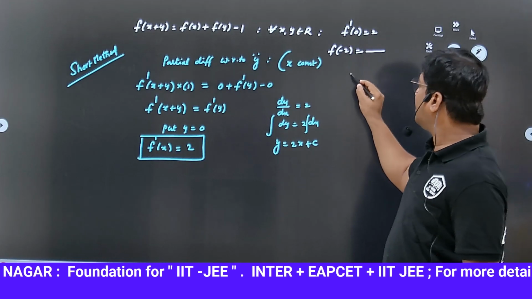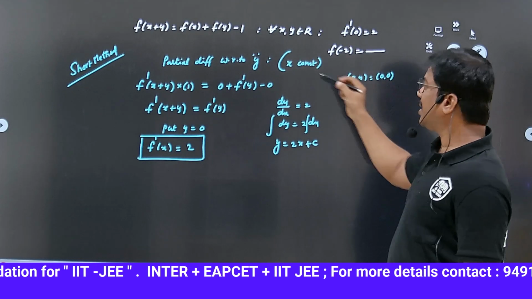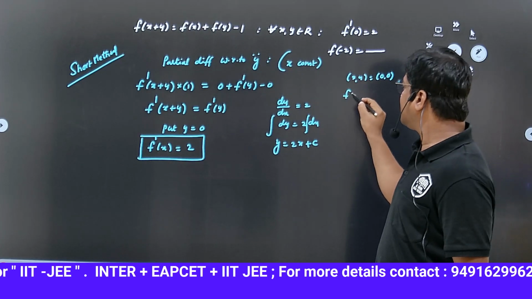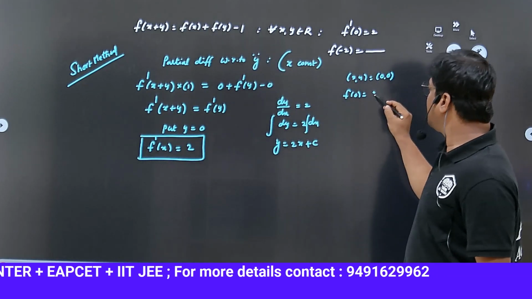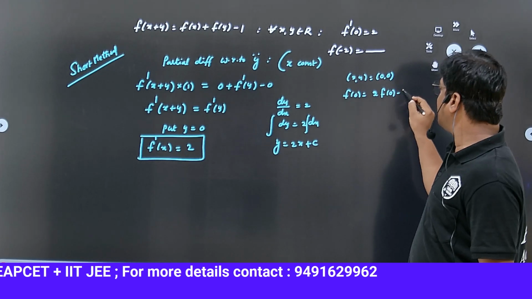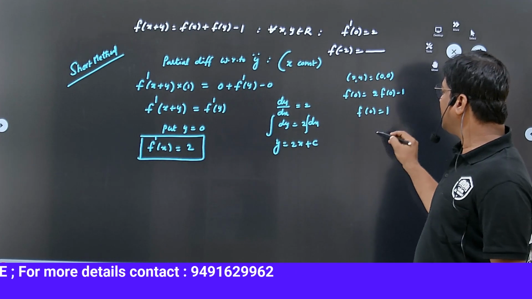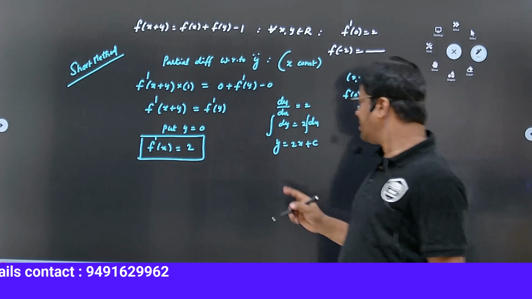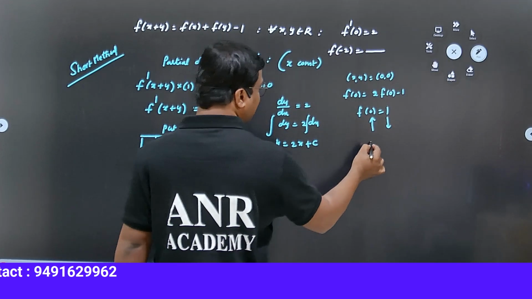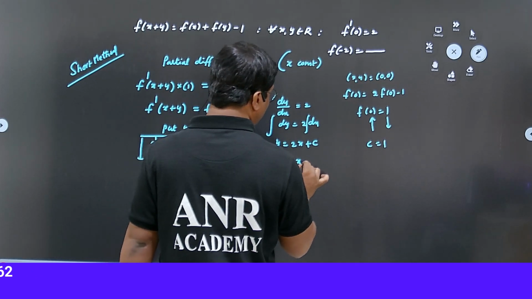Clearly, by substituting x comma y as the origin 0 comma 0, what happens? Left hand side f of 0, right hand side f of 0, 2 times f of 0 minus 1. Therefore, f of 0 becomes 1. When you put x value 0, y value becomes 1, that is x 0, y 1 means c value is 1. Therefore, y becomes 2x plus 1.